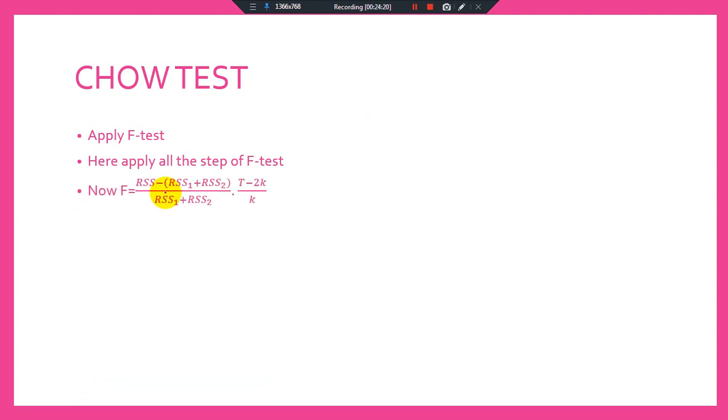Okay, now you find the F calculated value. From these steps you get the F tabulated value, and from this you get the F calculated value. The formula for the F calculated is F is equal to the unrestricted residual sum of squares minus the first residual sum of squares plus the second residual sum of squares, divided by the first residual sum of squares plus the second residual sum of squares, and multiplied by n minus 2k over k.